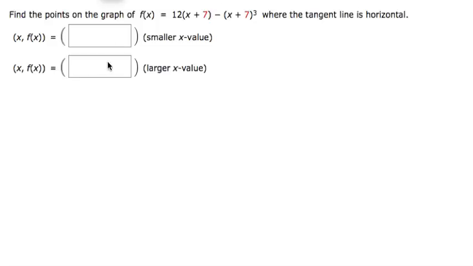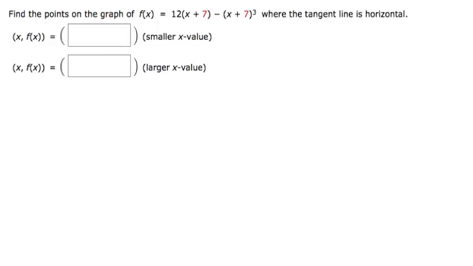All right, in this problem, we want to find the points on the graph of this function f of x defined by that cubic where the tangent line is horizontal. So the slope of the tangent line is given by the derivative of the function. So in other words, we want to find where f prime of x is 0. In other words, where the slope of the tangent line is equal to 0, since horizontal lines have a slope of 0. So we need to find the derivative.